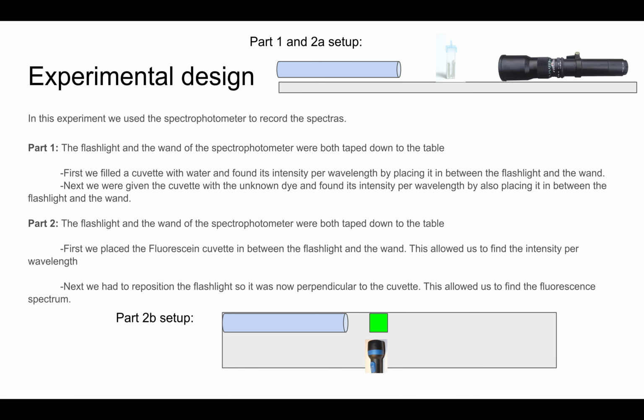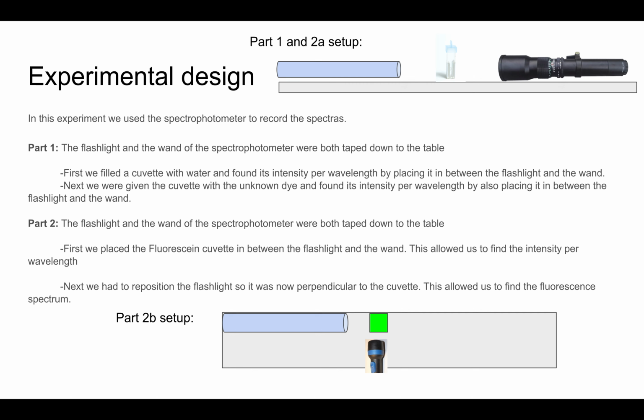So our experimental design for the first part: the flashlight and the wand of the spectrophotometer were both taped down to the table. First, we filled the cuvette with water and found its intensity per wavelength by placing it in between the flashlight and the wand. Next, we were given the cuvette with the unknown dye, and we found its intensity per wavelength by also placing it in between the flashlight and the wand.